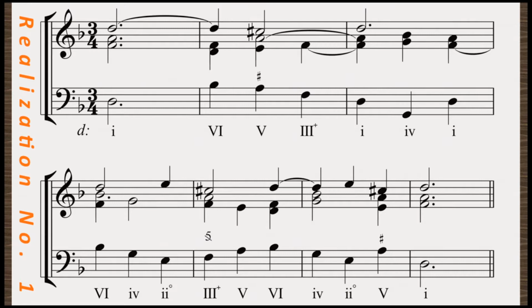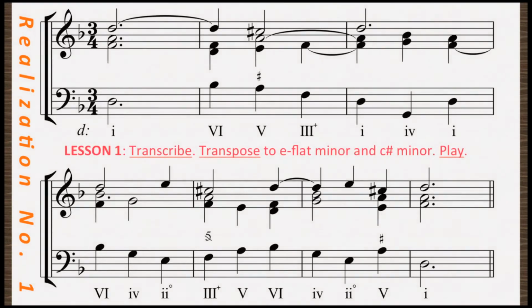Let this be a lesson for you. Lesson 1. Study the realization. Transcribe it. Remember, transcribe means copy by hand. Then transpose it to the keys of E flat minor and C sharp minor. In other words, transpose the lesson a semitone higher than what you see here, and also a semitone lower.